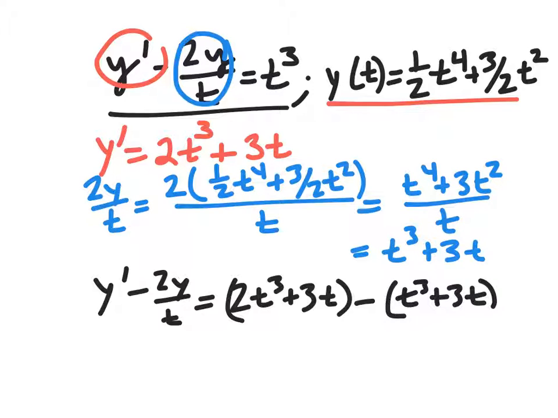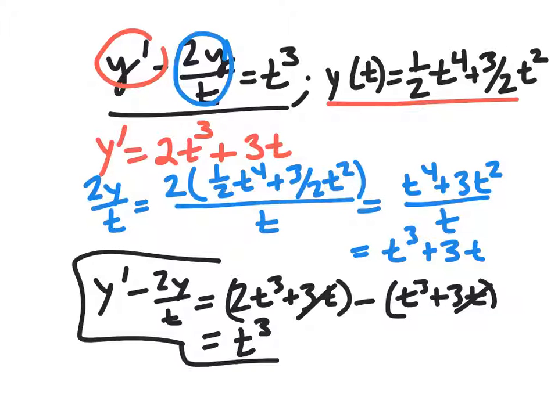What happens? Well, the 3t's cancel, and one of the t cubes is gone. We get t cubed. Well, this is exactly our differential equation up there. So we plugged in this y of t, this function, and it satisfied our differential equation. Thus, yes, we get a solution here. Okay, so this is how you go about the process of deciding whether or not this is a solution.